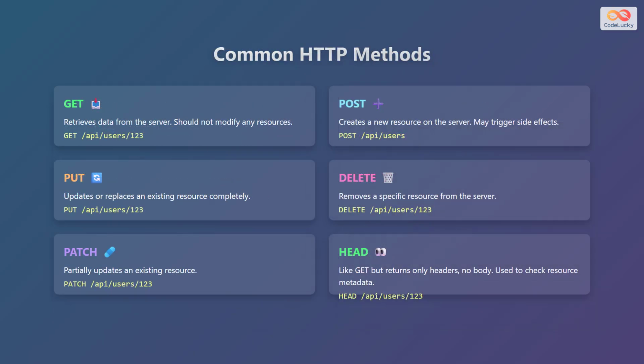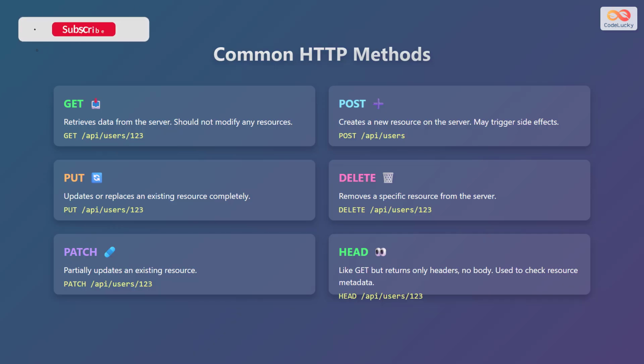Next, let's discuss common HTTP methods. HTTP methods indicate the desired action to be performed on the identified resource. Here are some of the most frequently used methods. The GET method retrieves data from the server and should not modify any resources. For example, GET /api/users/123 would fetch user data with the ID 123.